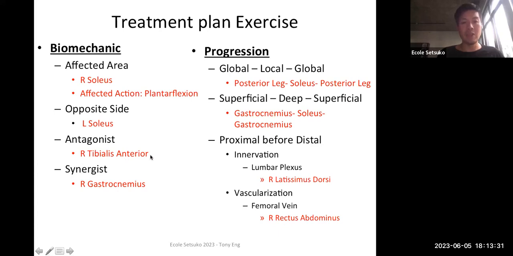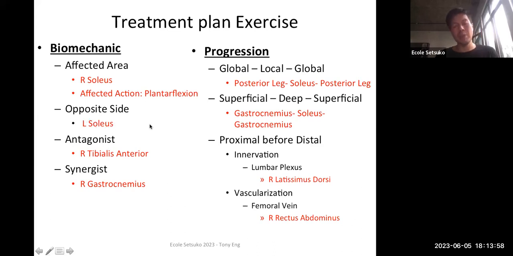Okay, so we want to consider there's a big muscle there. So we want to look at the bigger muscles first. I know that there are other muscles that might be doing it, but let's look at the bigger muscles to begin with. And then the synergist would be the right gastrocnemius, because the gastrocnemius also does plantar flexion. So we don't want to really look at the deeper muscles at this point, because the soleus is more in the second level.